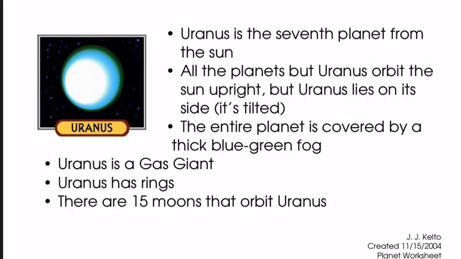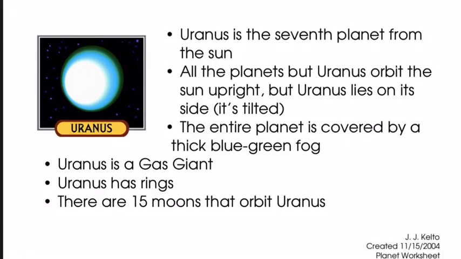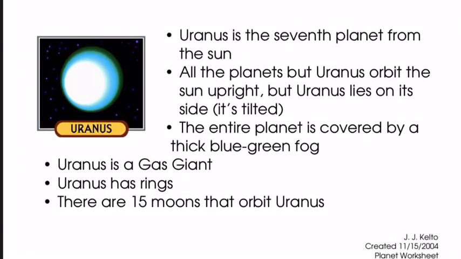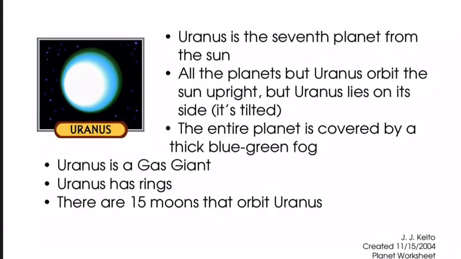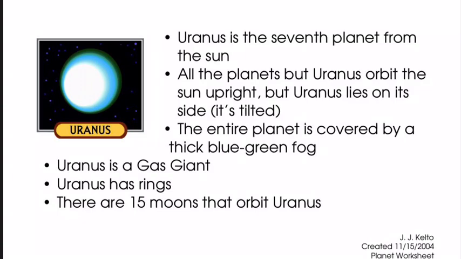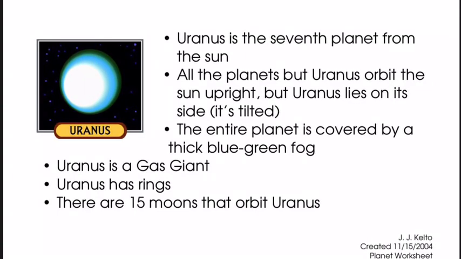Uranus is the coldest planet in our solar system. Uranus is the smallest of the four gas giant planets. Uranus' atmosphere is mostly hydrogen, but it also contains large amounts of a gas called methane.